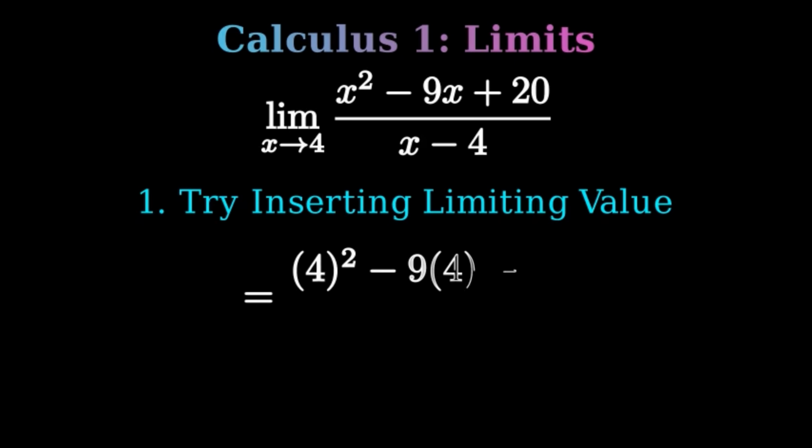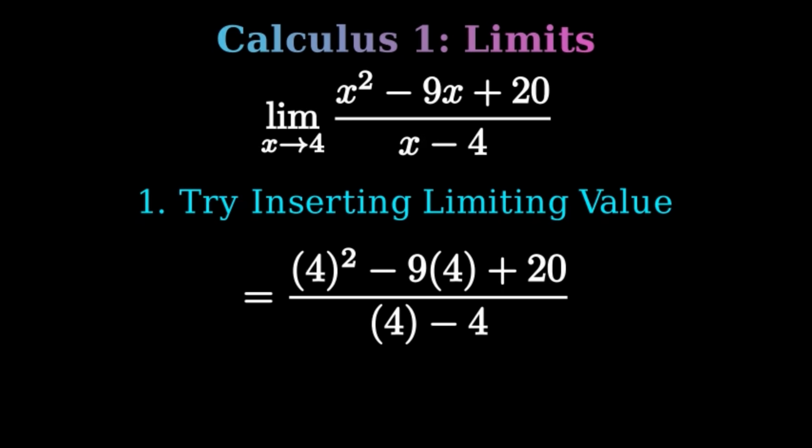Well, we have 4 squared minus 9 times 4 plus 20 over 4 minus 4. If you do the math, 16 minus 36 plus 20, that's going to give me 0. Bottom is going to give me 0. 0 over 0, we cannot do that. That is the indeterminate form.